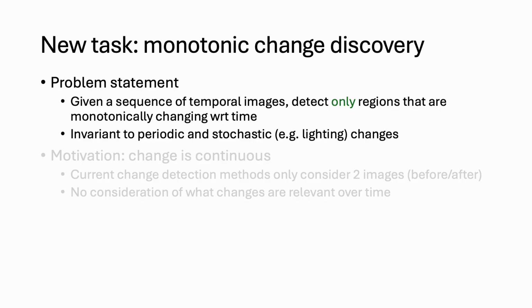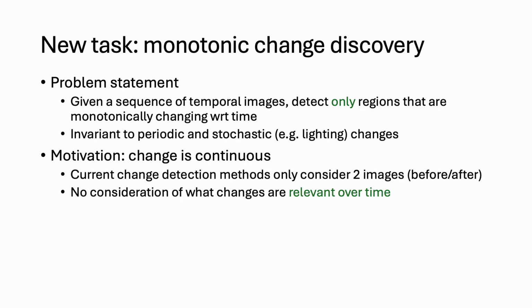In this paper, we introduce a new task of monotonic change discovery. Specifically, given a sequence of temporal images, we want to detect only the regions that are monotonically changing with respect to time, invariant to periodic and stochastic changes. The motivation behind this is that change is a continuous process, and current change detection methods only consider 2 images with a start and end point, without considering what changes are actually relevant over time.